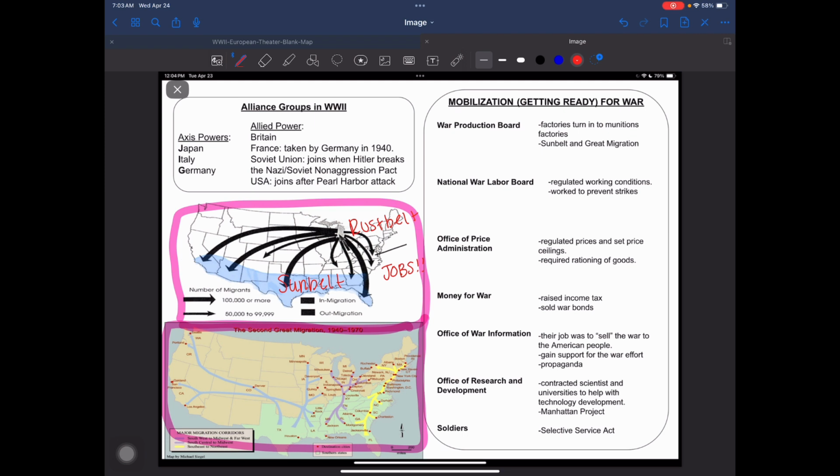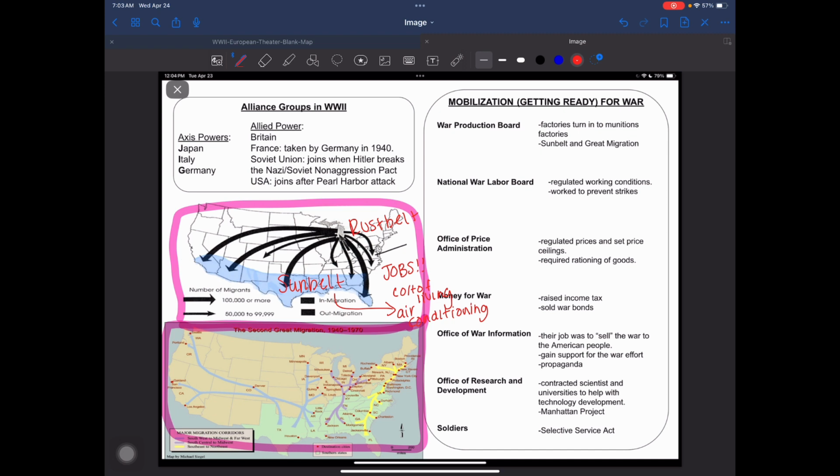And a couple of things that made the Sun Belt a little bit more attractive is going to be the cost of living. It's cheaper to live down here, and also air conditioning. Air conditioning, that invention is going to make the heat a little bit more bearable.